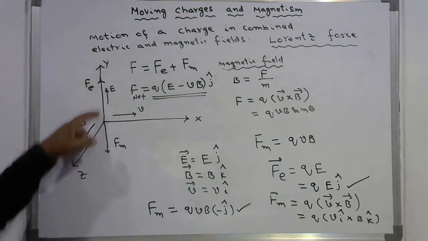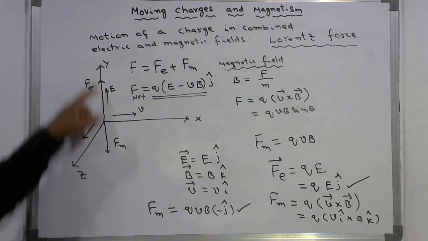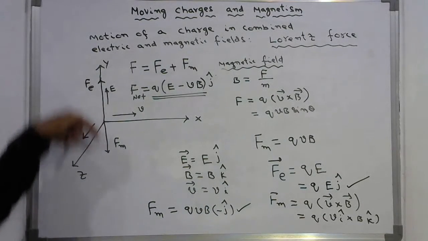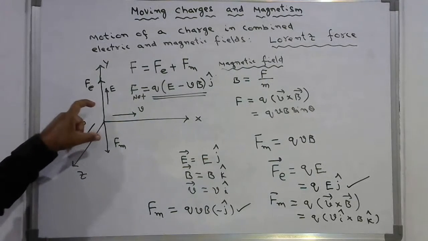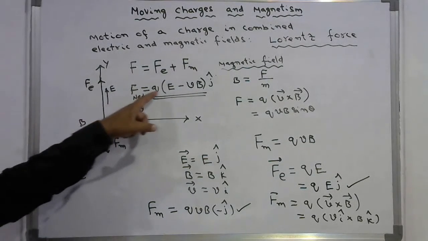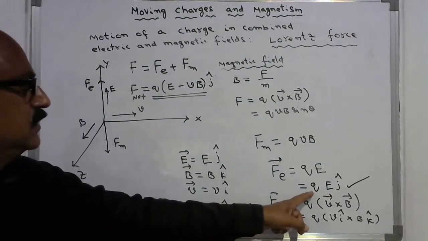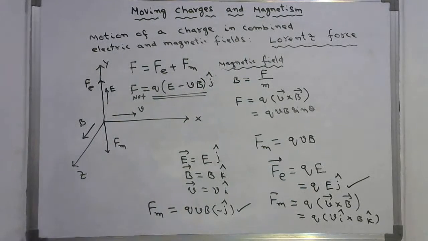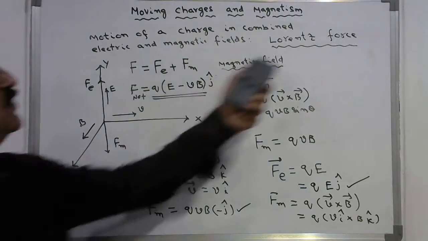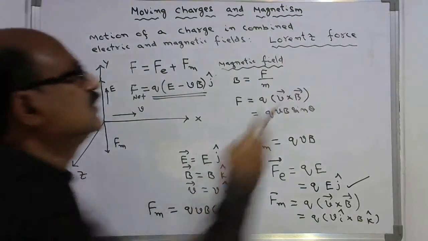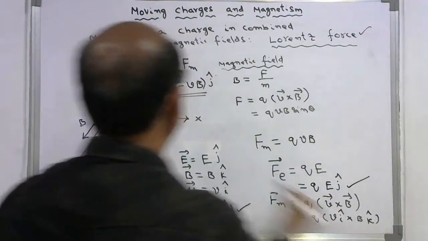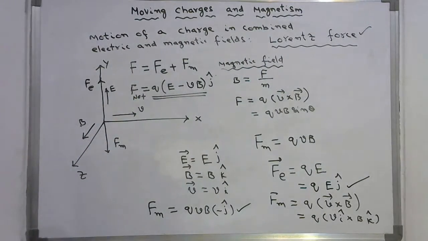So force acting, this is due to electric field and this is due to magnetic field, and the difference of these two gives the net force, E minus VB J cap. This is how we get it, and this is what is called Lorentz force. This force is called Lorentz force.